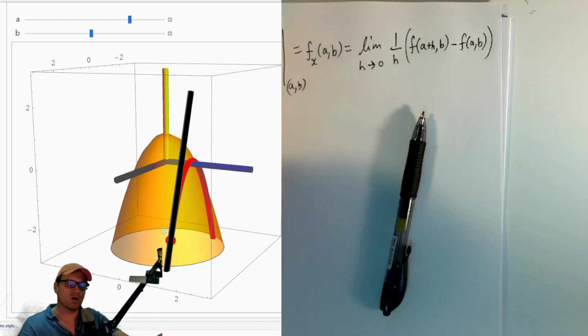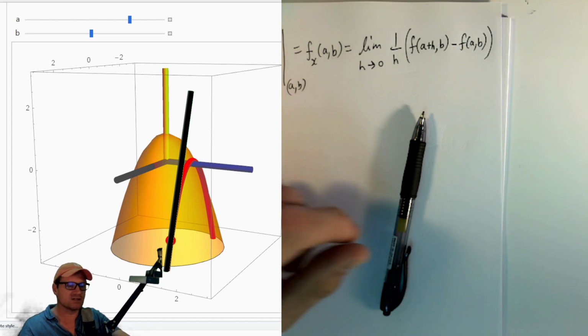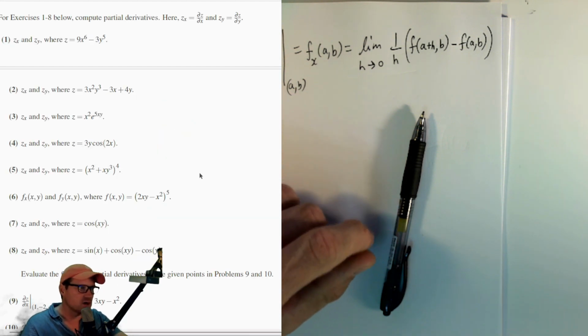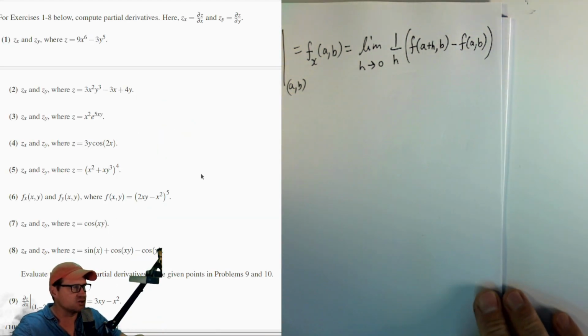Okay, so when we go ahead and calculate the partial derivative of f with respect to x, what we're doing is calculating the slope, fixing the value of y. In other words, treating the value of y as a constant. Okay, so let's jump straight into some example problems. So let's start with question number 1.